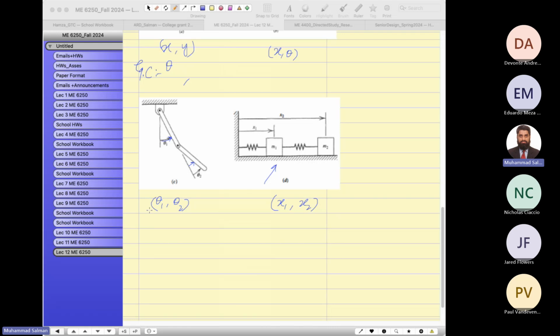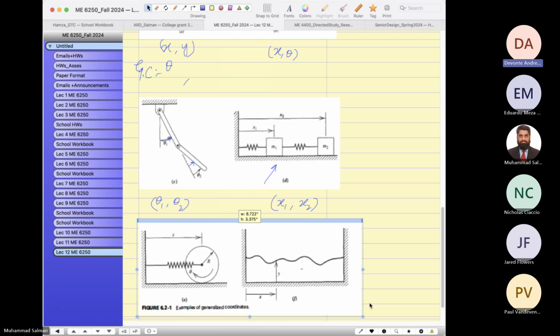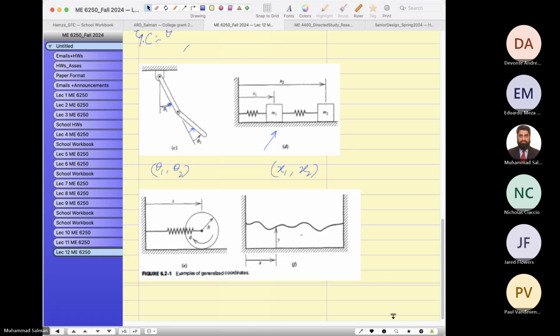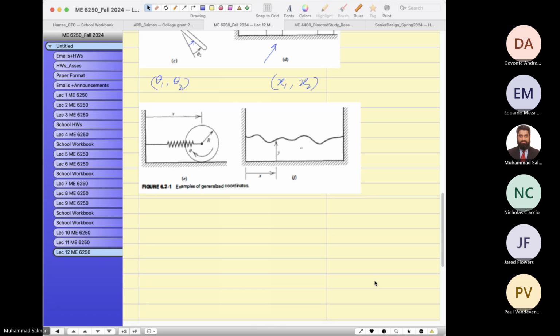A few more things here I want to show you. Now, in this case, either x or theta can be used to completely define the motion. Since x equals r theta, or vice versa, theta equals x over r, so it is one degree of freedom. Over here on the right-hand side, this has multiple degrees of freedom. This one has an infinite number of masses, like a string. It's known as a continuous system.